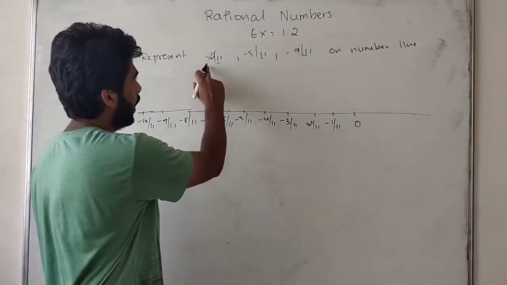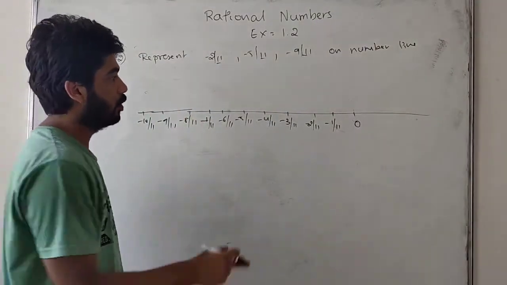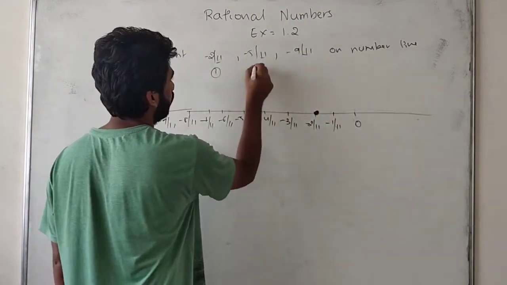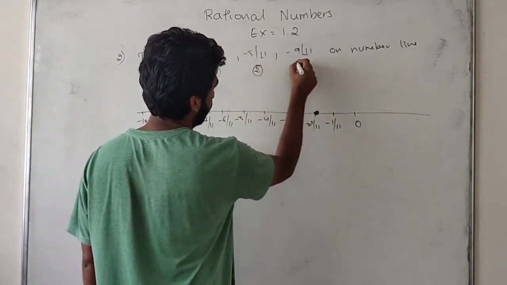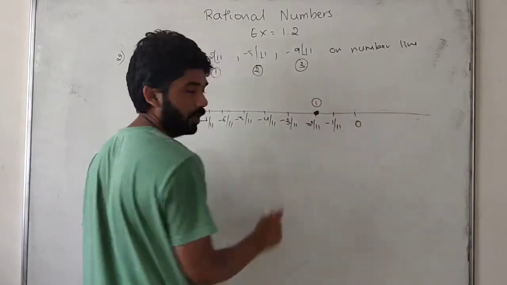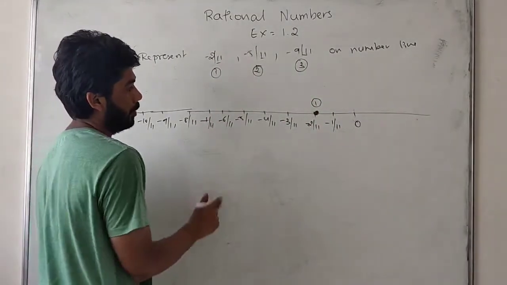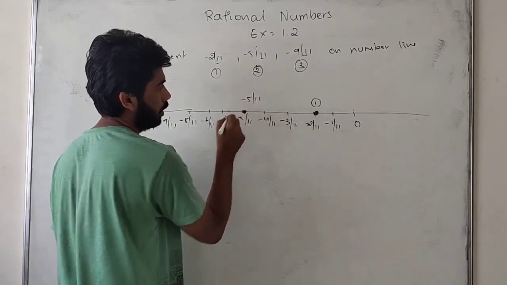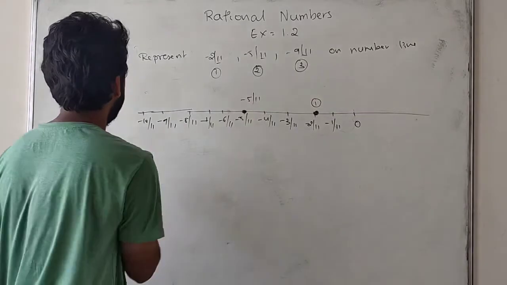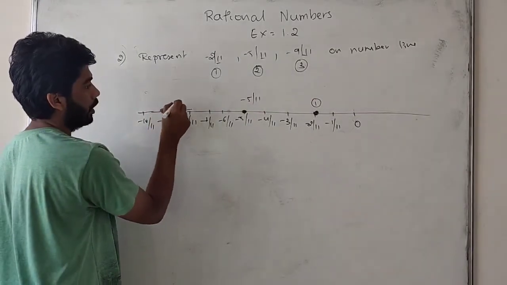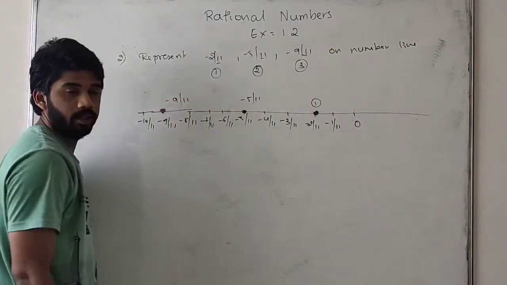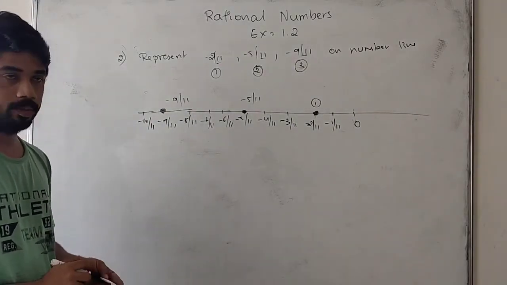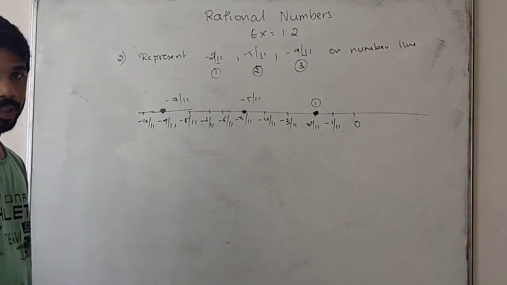Now we have to represent only these three. The first one is minus 2/11. I take this one as 1, this one as 2, this one as 3, so the first number will come here. The second one is minus 5/11, so it will be here. The third one is minus 9/11, so the number will come here. Okay, got it? I hope you are all getting the problems. Note it down, I go to the next problem.